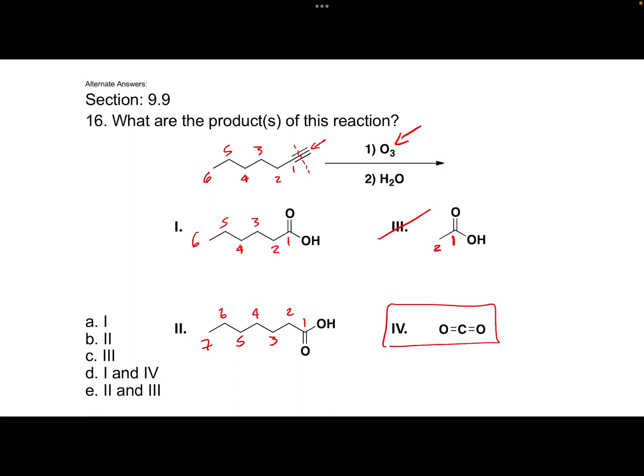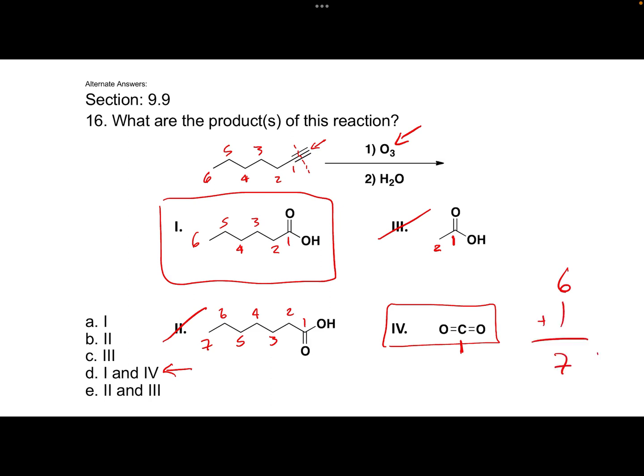5, 6, 7. So 2 has too many, because we're losing one of our carbons to one of our products, the CO2. And so our other product is going to be 1. So the correct answer here would be D, 1 and 4. And if you count them up together, you end up with 6 plus 1, 7 total carbons for the reagents. And if you were to count over here, you have 6 plus 1 when you count up your total number of carbons in the original alkyne.